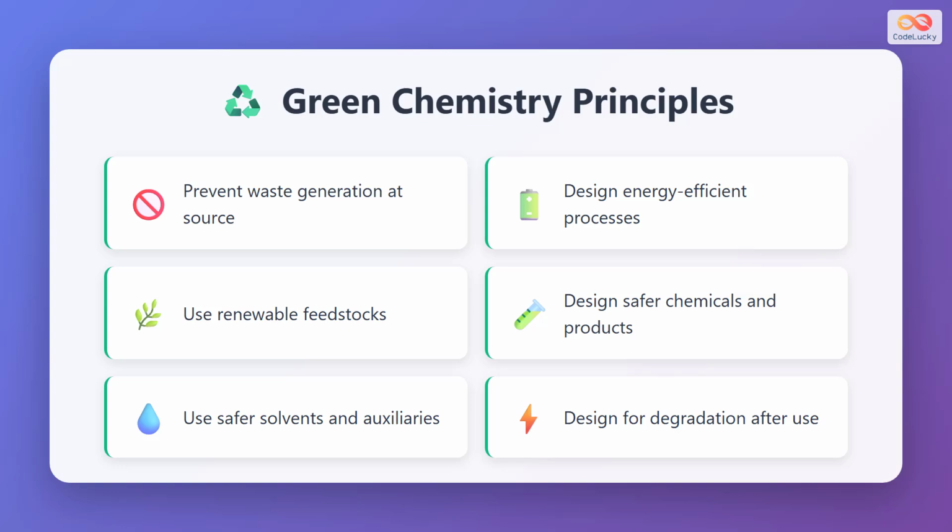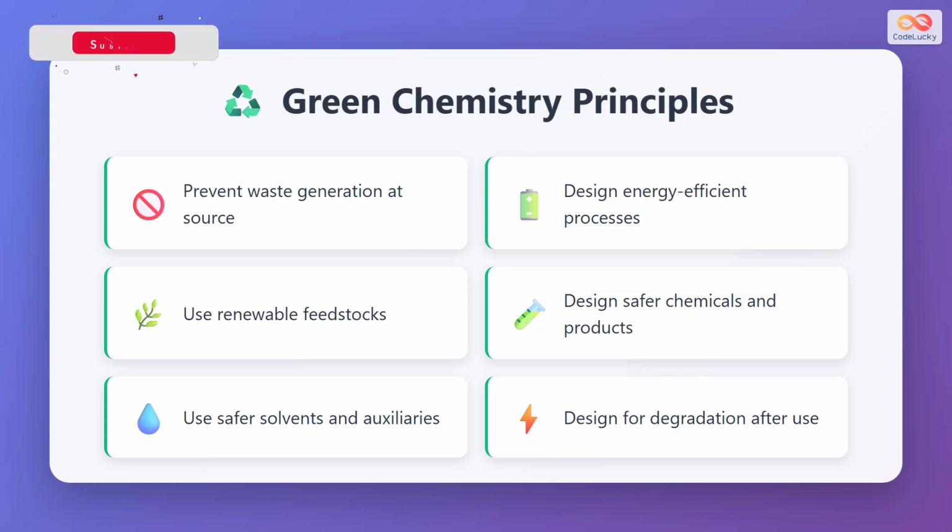Renewable feedstocks encourage using plant-based or sustainable raw materials instead of depleting finite resources. Safer chemical design involves creating products that are effective yet non-toxic to humans and the environment. Safer solvents and auxiliaries promote using water or benign substances instead of hazardous chemicals in reactions.